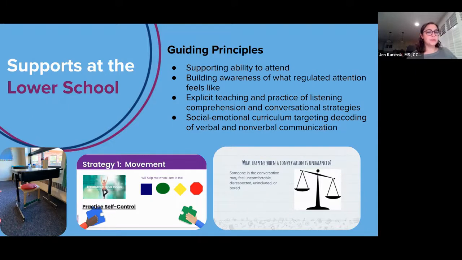And the other thing that we will really look at a lot at the lower school is structured transitions, and really visual structured transitions, to help our students understand what they're transitioning into, what are the expectations, what do they need to attend to, and help them get their body ready to do all of that.